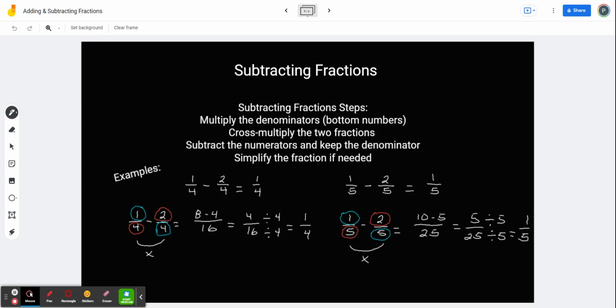1/5 minus 2/5 will equal 1/5. First step is multiply the denominators. 5 times 5 equals 25. Cross multiply the two fractions. 5 times 2 equals 10. 1 times 5 equals 5. Subtract the numerators. 10 minus 5 equals 5. The denominator stays the same, 25. Simplify the fraction. Divide the numerator and denominator by 5, and it will equal 1/5.